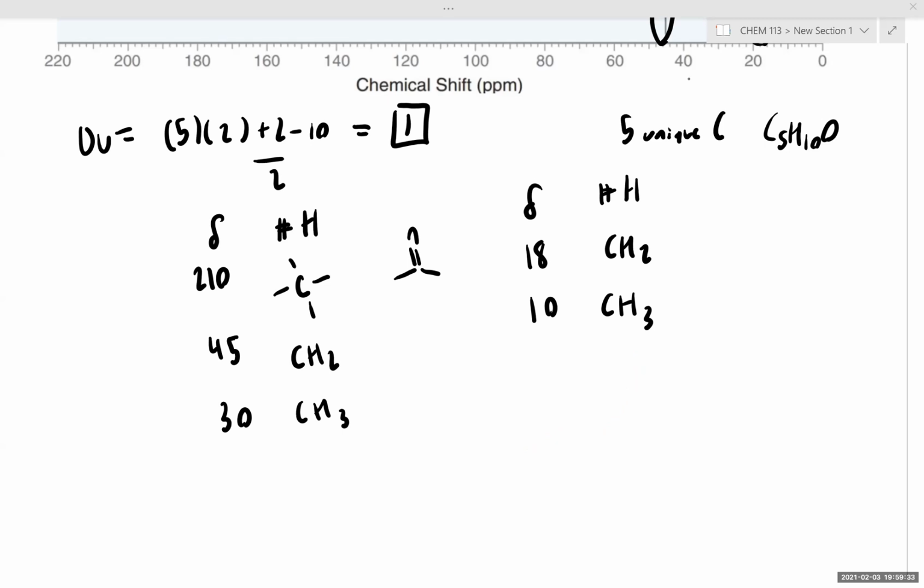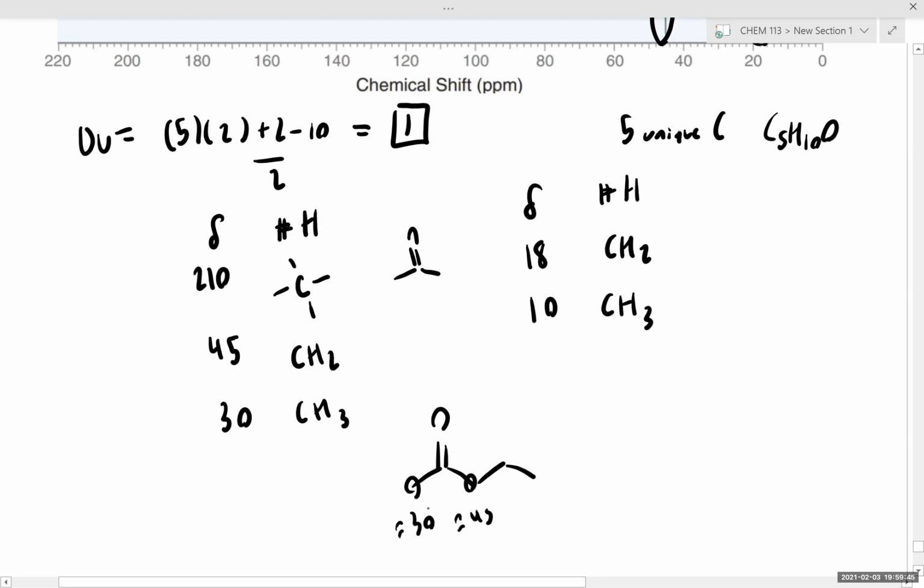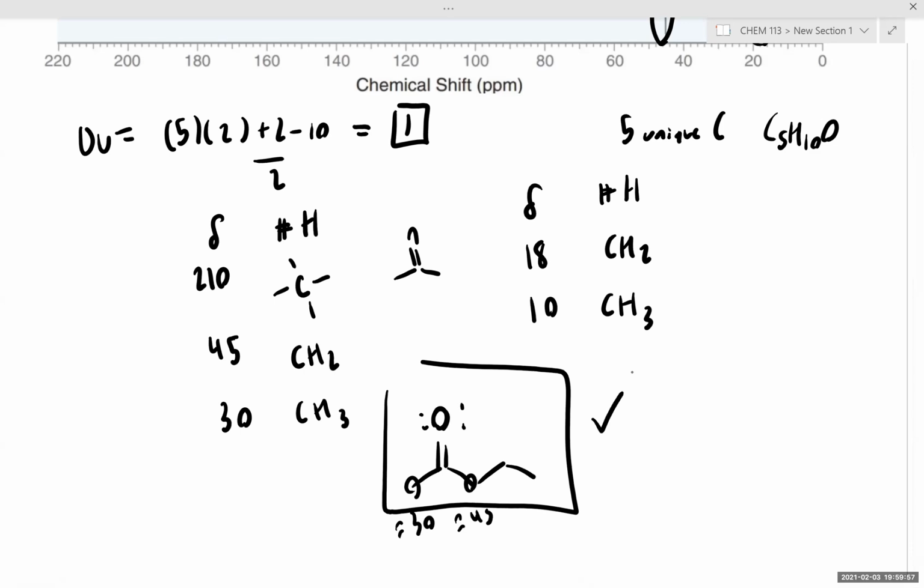Yep, so if we take a look at the following structure, it has the requisite ketone as well as the 5 chemically unique carbons. It also explains why we have 2 signals, one at 45 and one at 30, corresponding to the carbons directly adjacent to the ketone. So this structure looks perfectly reasonable. Any other questions on this example?